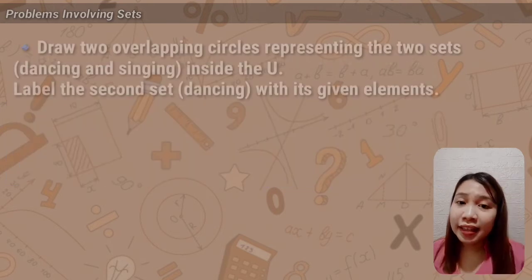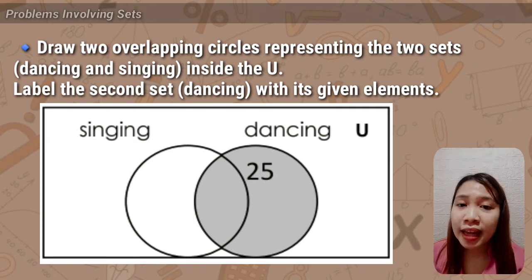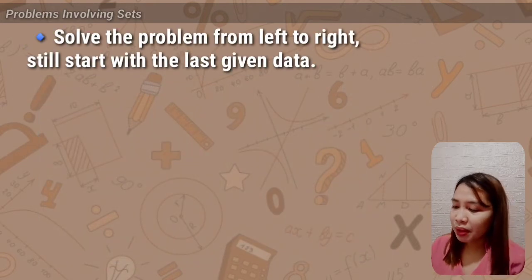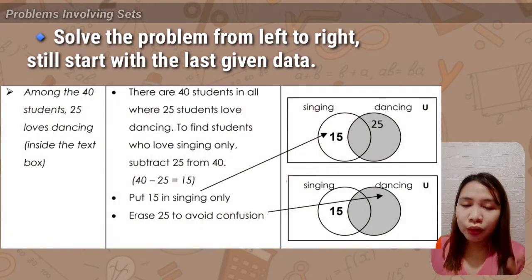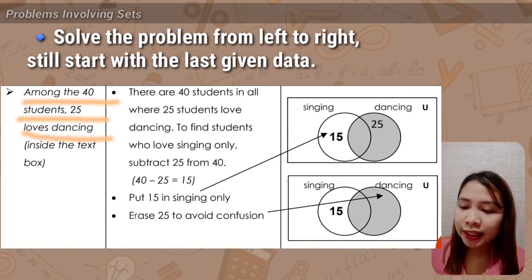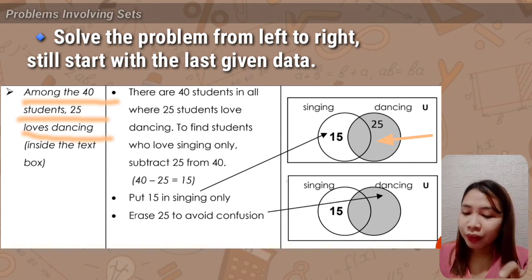The next step is we are going to draw two overlapping circles kung saan label natin yung isang circle na 25 kasi 25 yung estudyante na gusto yung dancing. And then now we are going to solve the problem from left to right, okay? So using the given data na among the 40 students, 25 love dancing kung saan inilagay natin dun sa isang portion ng set or sa pangalawang set na 25 lahat yon.